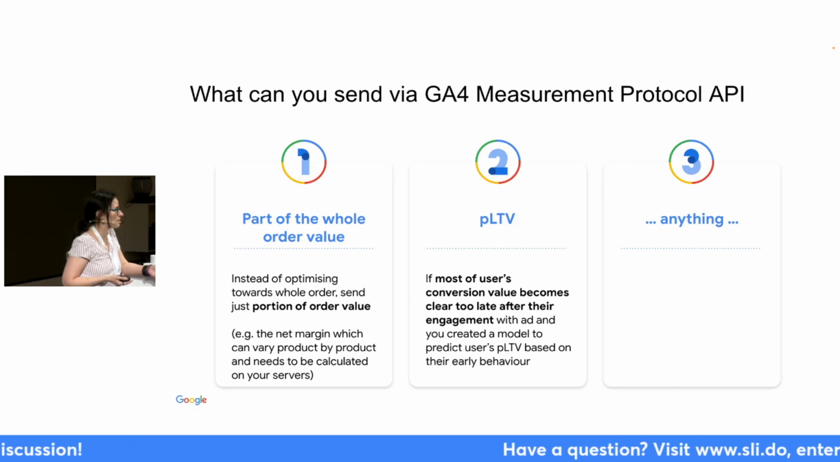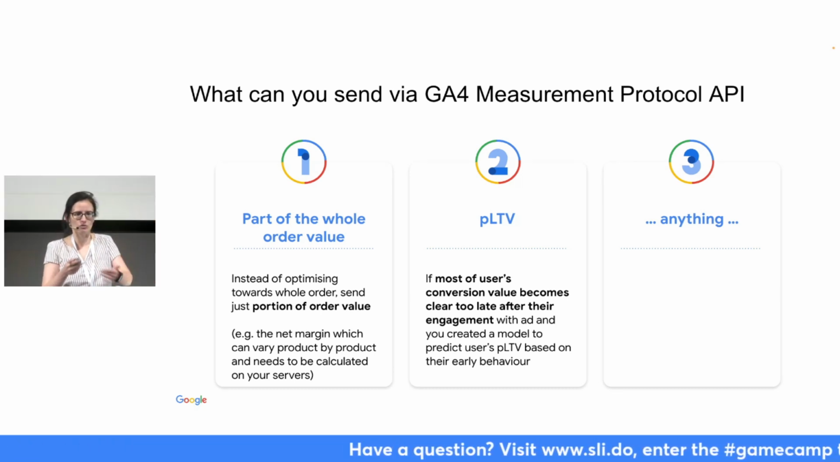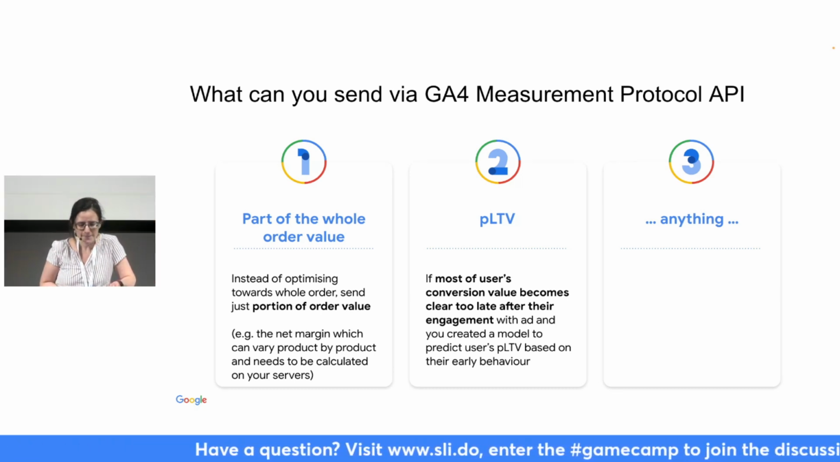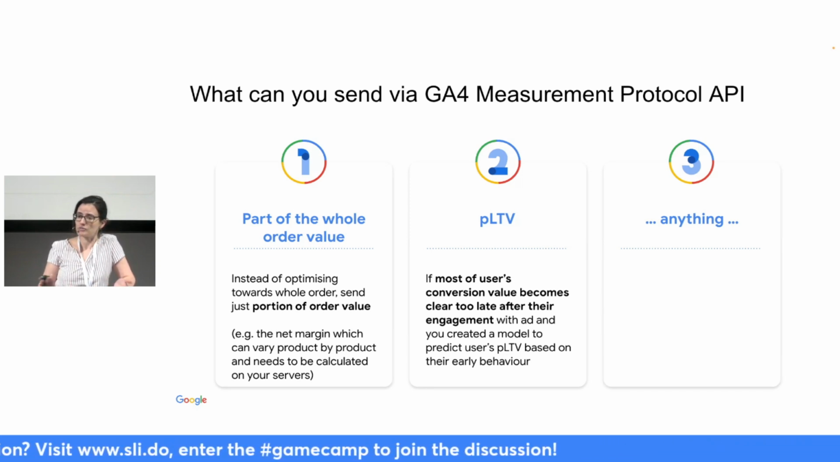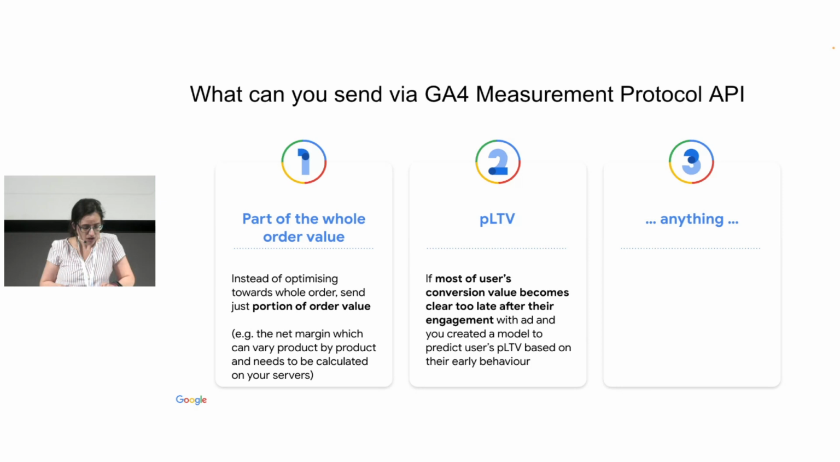So what you can send with the API, the purchase via SDK, normally you would be sending the value which the users paid, right? Like the whole gross value of the purchase. But from whatever reason, maybe you want to be sending just part of that value. I don't know, maybe some net profit or whatever. So with the measurement protocol, you can send just that.